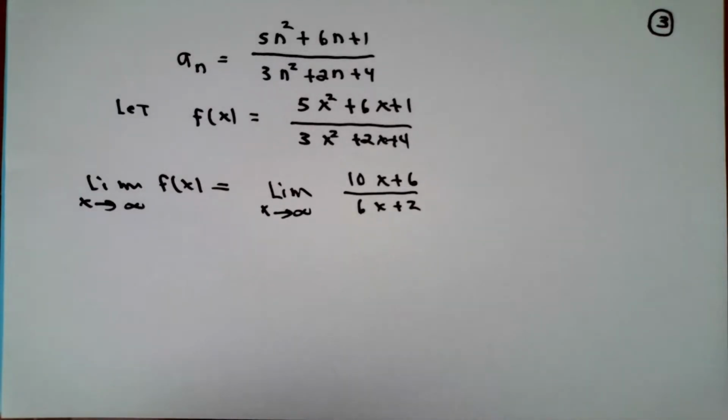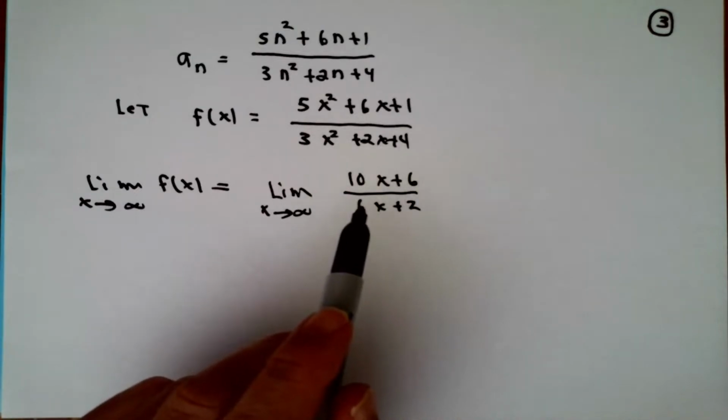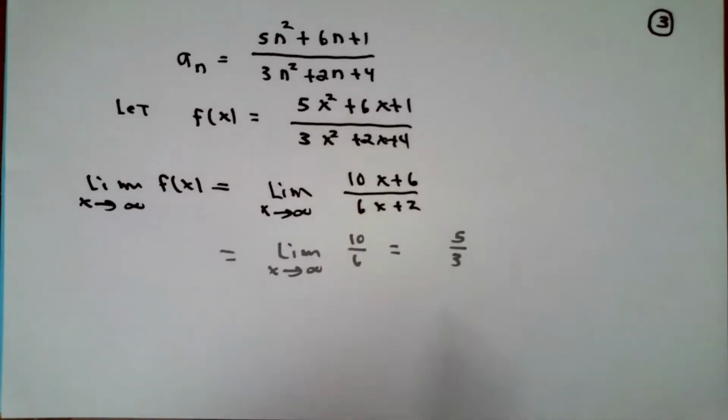We have an indeterminate form of type infinity over infinity, so we'll do a step of L'Hopital's rule. The limit that we're interested in is the same as the limit as x tends to infinity of 10x plus 6 over 6x plus 2, which, after we apply L'Hopital's rule again, gives us the limit as x tends to infinity of 10 over 6, which works out to be 5/3.